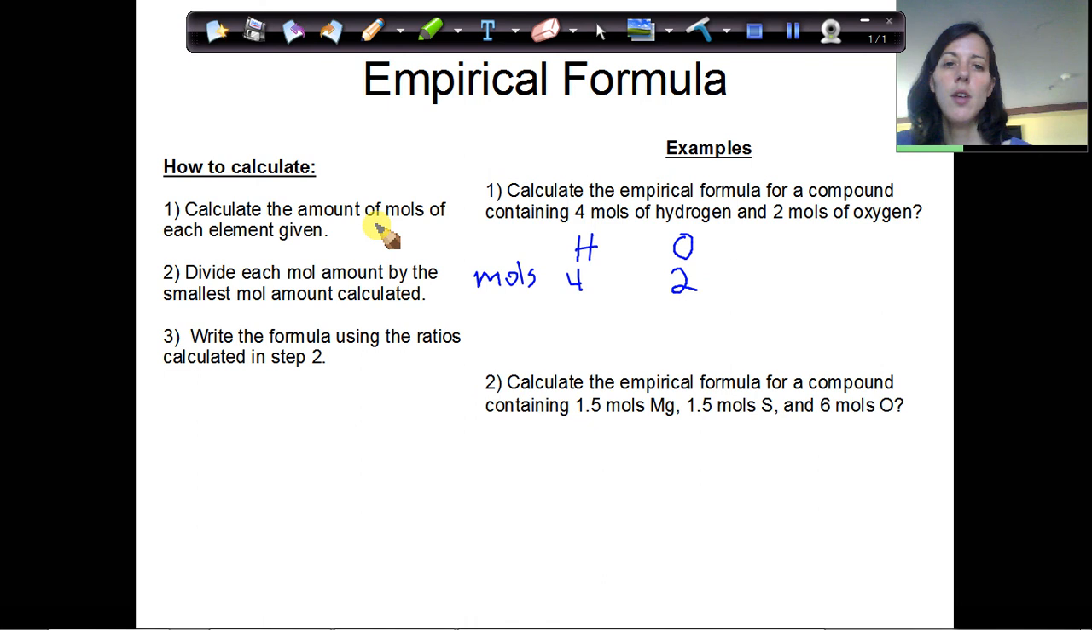So the first step, calculate the amount of moles of each element given. Well, that information was given to us, so that step is done. Divide each mole amount by the smallest mole amount calculated. So 2 is smaller than 4, so the division step, we are going to do 4 divided by 2, which gives us 2, and 2 divided by 2 gives us 1. So this gives us a nice ratio.